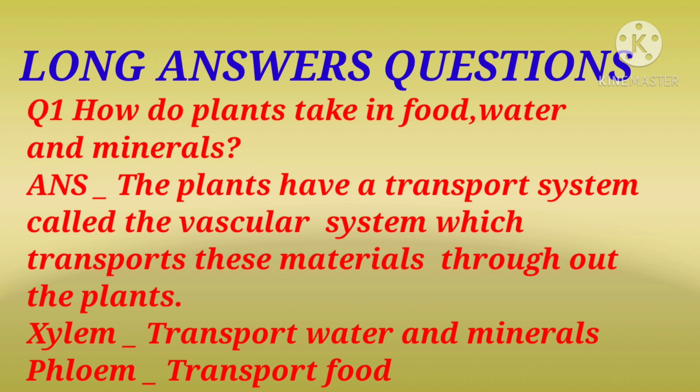The plants have a transport system called the vascular system, which transports these materials throughout the plants. That means generally two types of vascular tissue are there: xylem and phloem. Xylem transports water and minerals, and phloem transports the food throughout the plant.